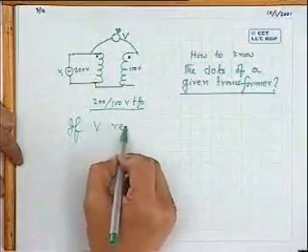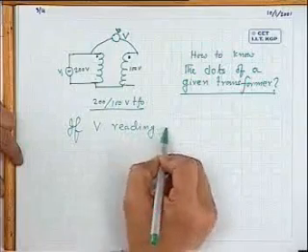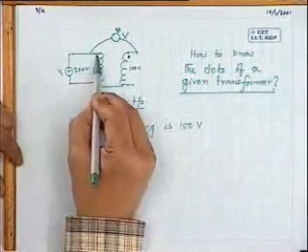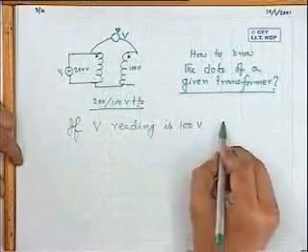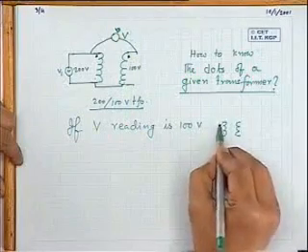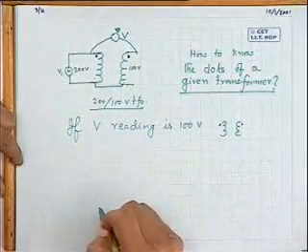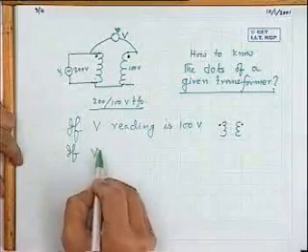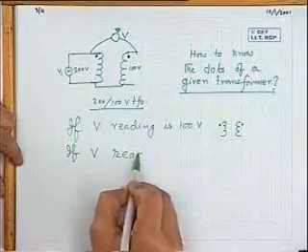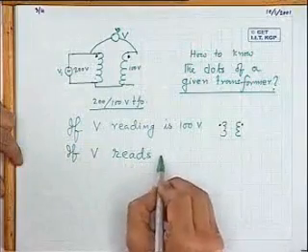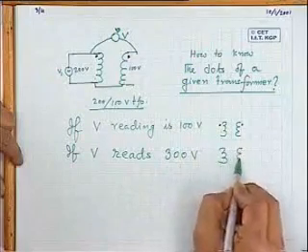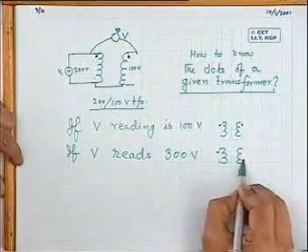So if the voltmeter reading V is 100 volt, then this is correct. Then the dots here I will draw. Dot should be like this. If V reads 300 volt, then the dots will be like this.